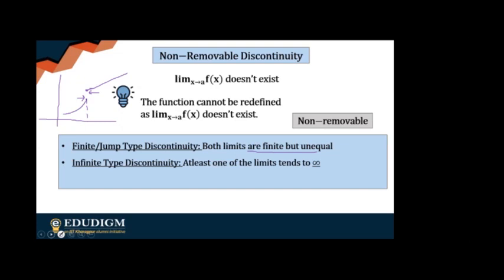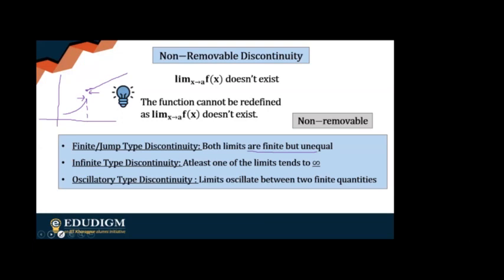Infinite type discontinuity: at least one of the limits will tend to infinity. So this is again very, very important. Whenever the limits are not finite, obviously the functional value can't be redefined, making it a non-removable discontinuity. And another type is called the oscillatory type discontinuity.